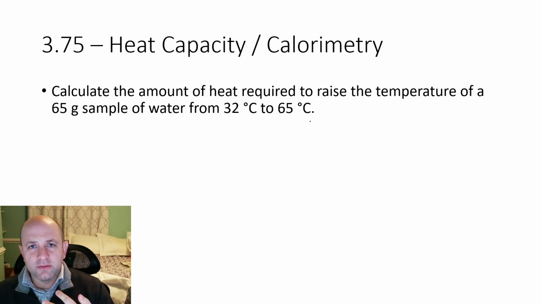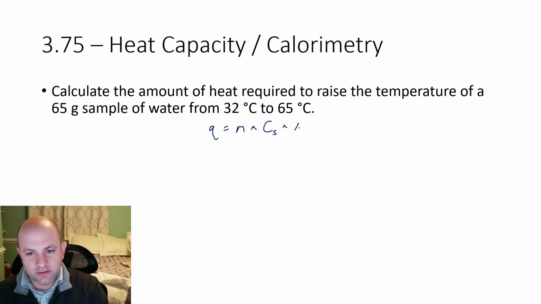So for heat capacity calorimetry, we're saying, okay, how much heat based on what substance and what mass of it we have. The equation we use to solve for heat, for anything really, is Q, how much heat, is equal to M, the mass, times the specific heat of the substance, times the change in temperature, the delta T. All right, so that's our equation.